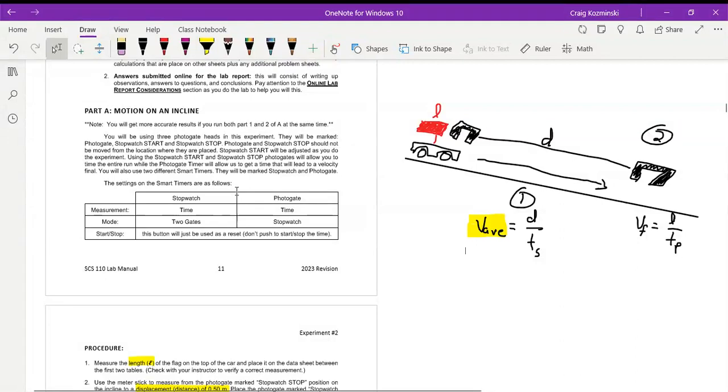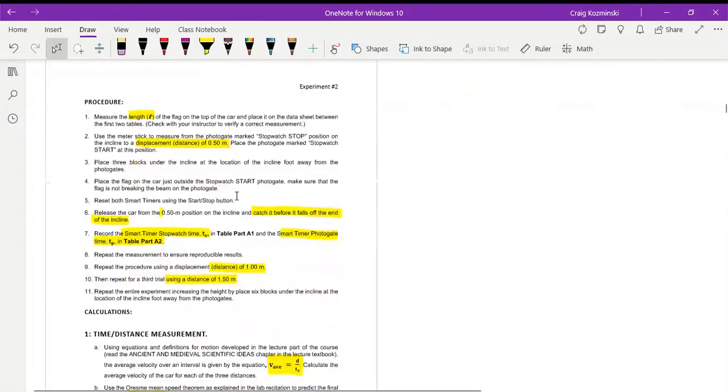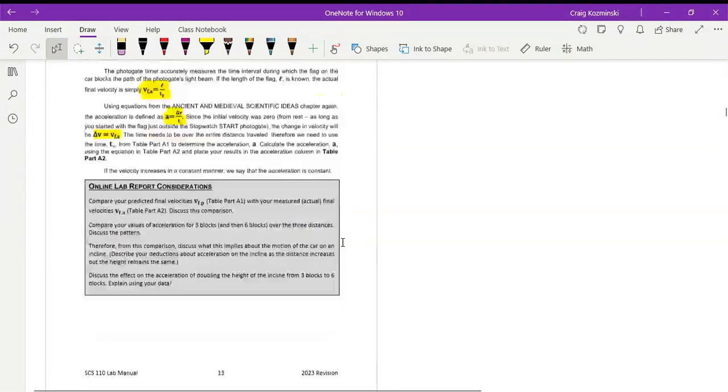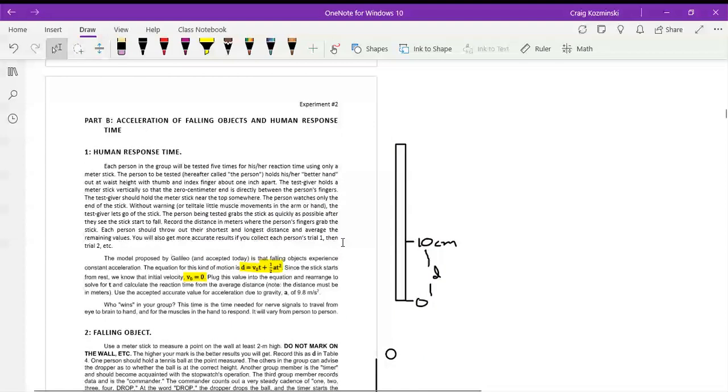I would encourage you to, as I have done, read through the procedure, highlight or underline key pieces of information from the procedure that you think will be helpful to call attention to while you're conducting this procedure. In part B, we're going to look at the acceleration of falling objects and human response time.